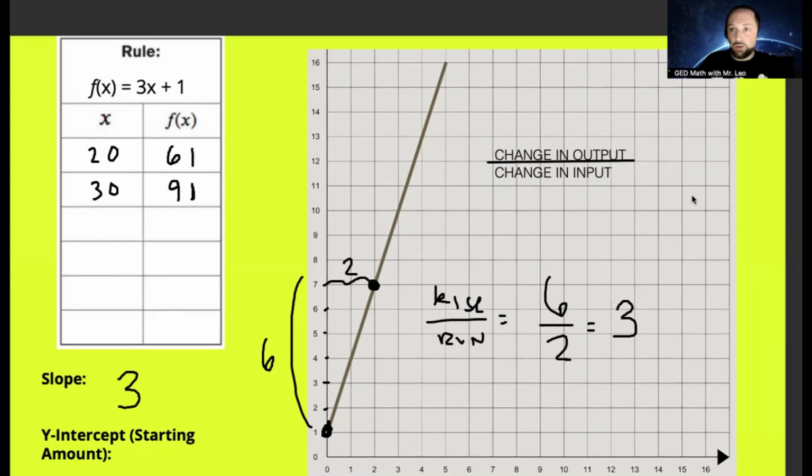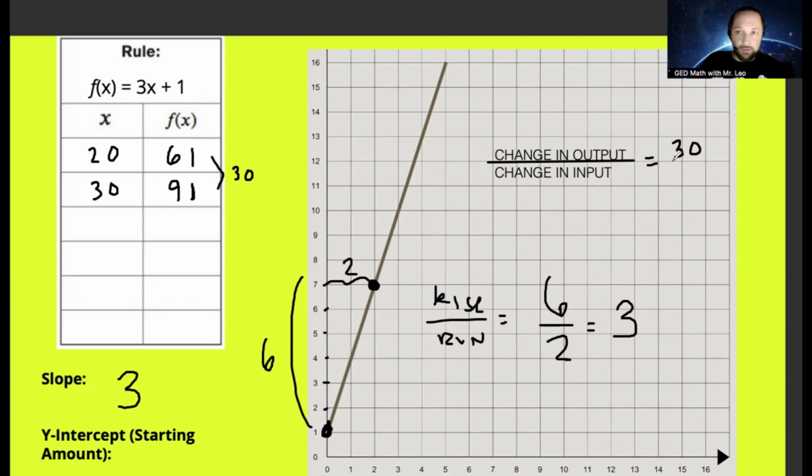All right, so if we look over here, the output is going up. I'm going to do this in my head. Feel free to subtract. Put the bigger number first, subtract. I can do it in my head. The answer is 30. That's an increase of 30. That is the change in output.